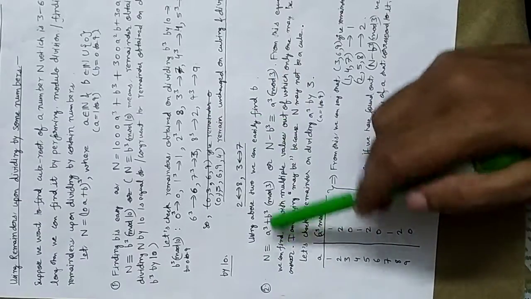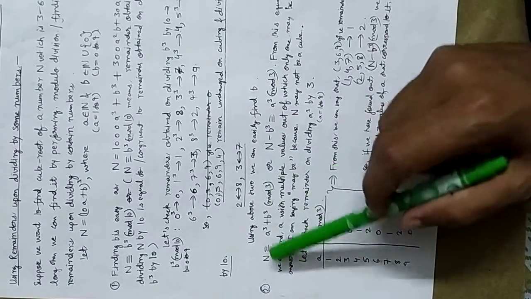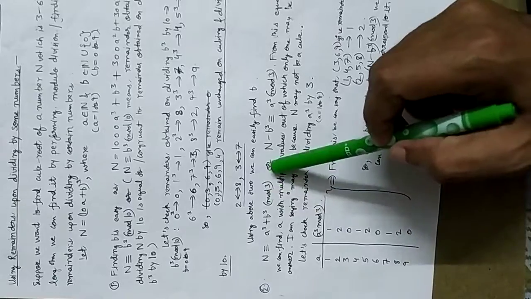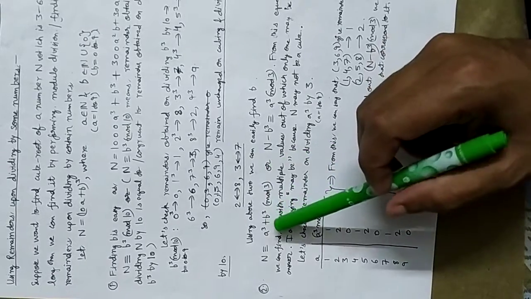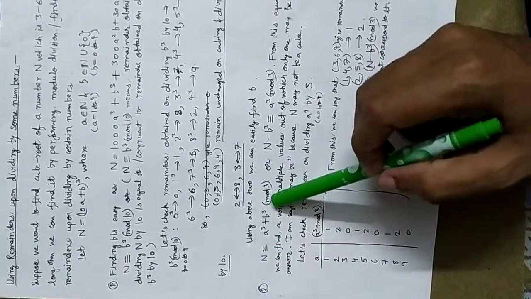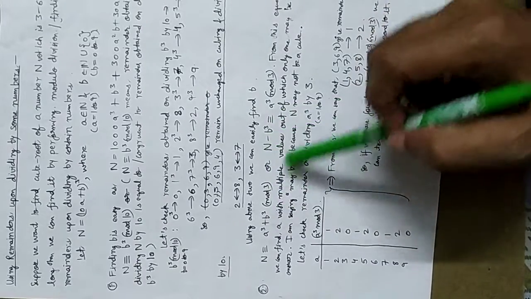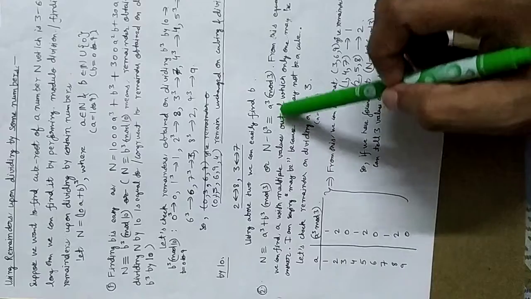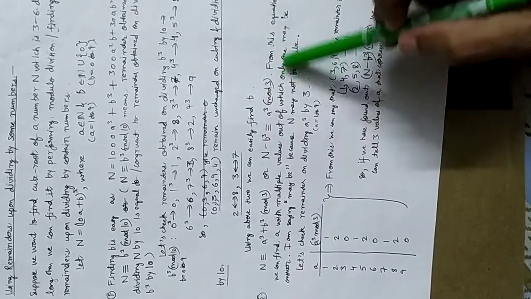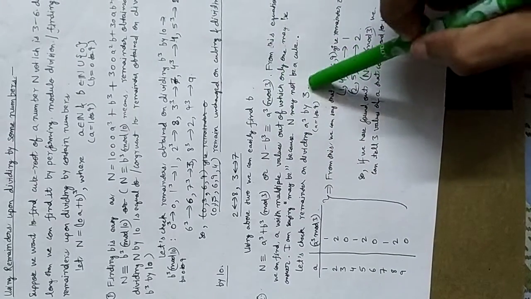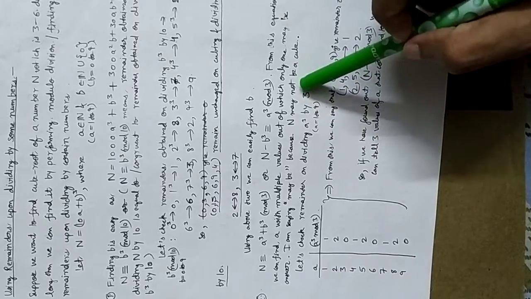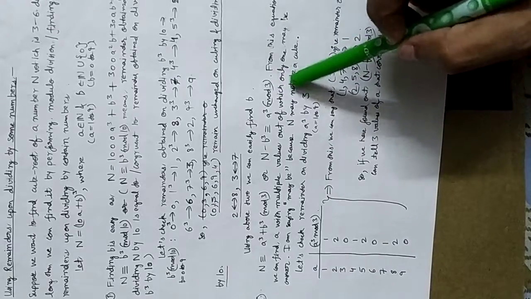Now the second step would be finding a. In the second step we will find multiple values of a. Multiple means there are only 3 values, and out of these 3 values only one will be the answer.